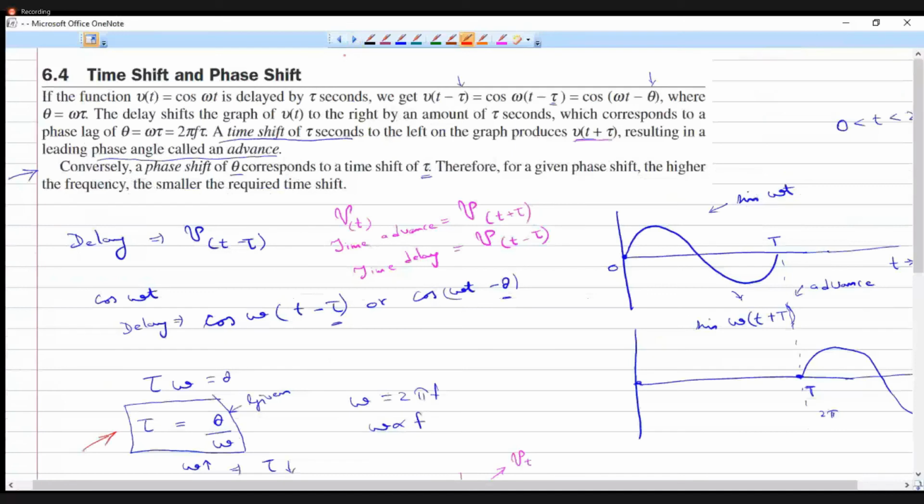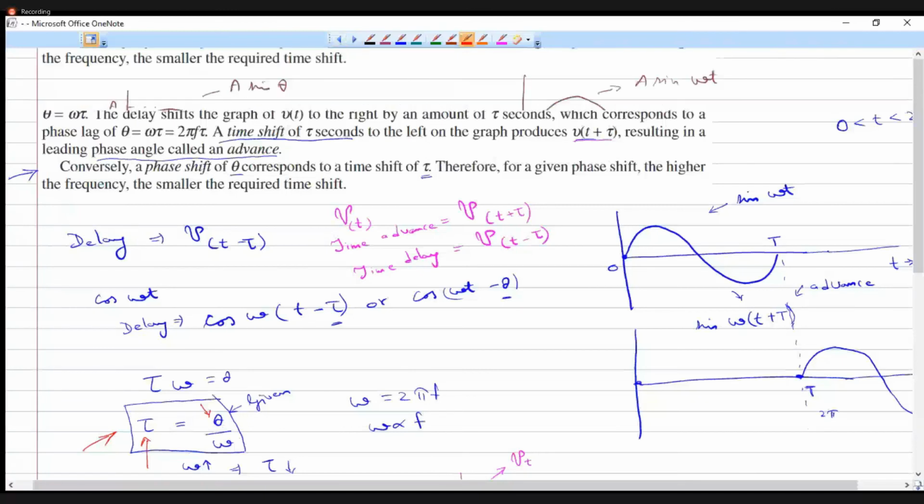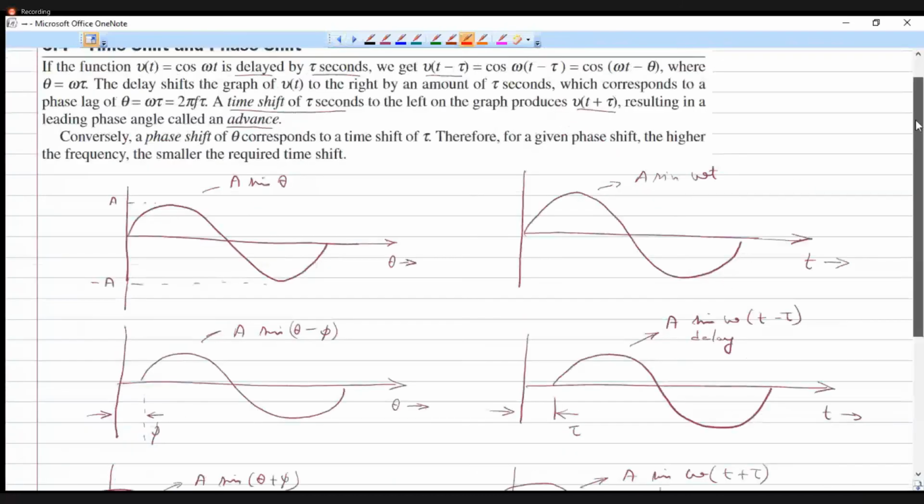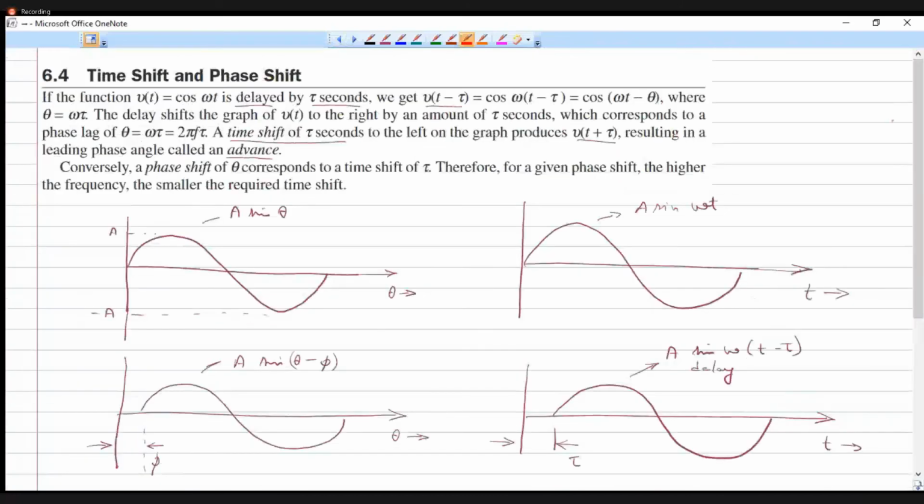And then we saw the concept of time shift and phase shift. If you are considering any time shift tau instead of capital T, that is the period, we can write the general expression as theta by omega. When tau becomes equal to capital T, then theta becomes equal to 2 pi. So that we have seen, that relationship. Theta and tau are related like that.